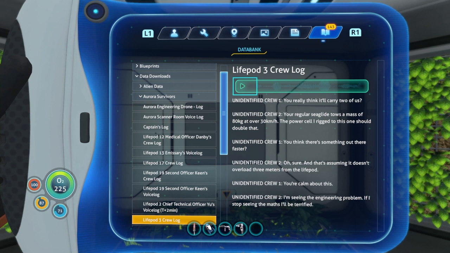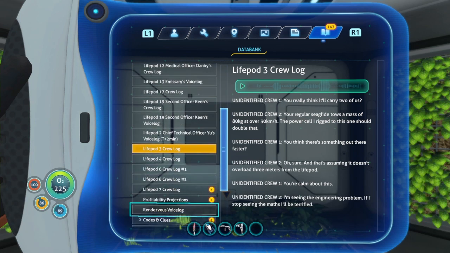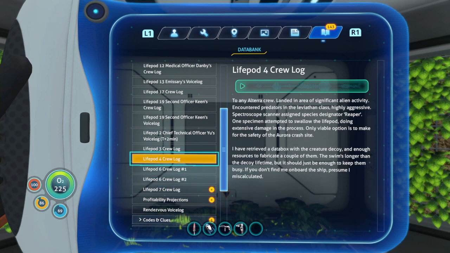I remember specifically going there and I see the Sea Glide, and yeah, it's basically 3 meters far, which means that they sadly died. And from their titles here, and if you compare the voices, I think these guys are even the unidentified crew members who also were arguing about the wrong coordinates. So yeah, let me just go down a bit more. Life Pod 4 crew log.